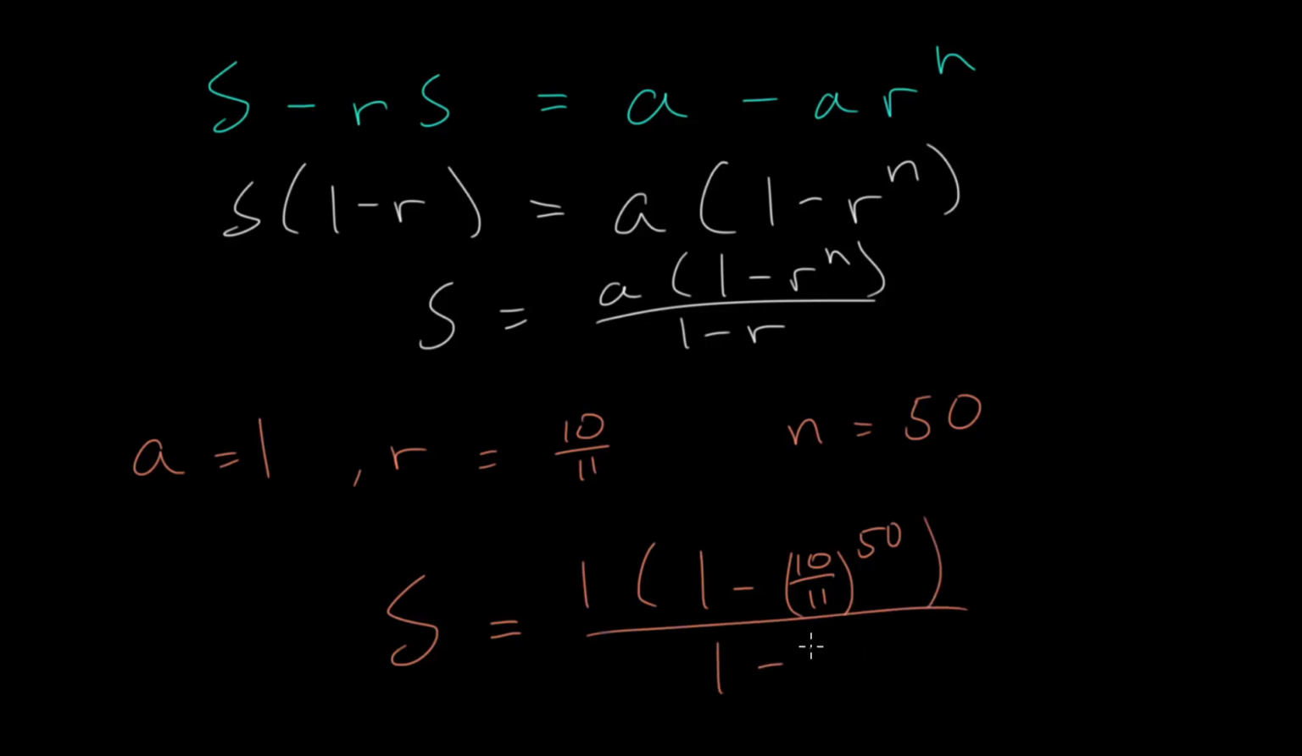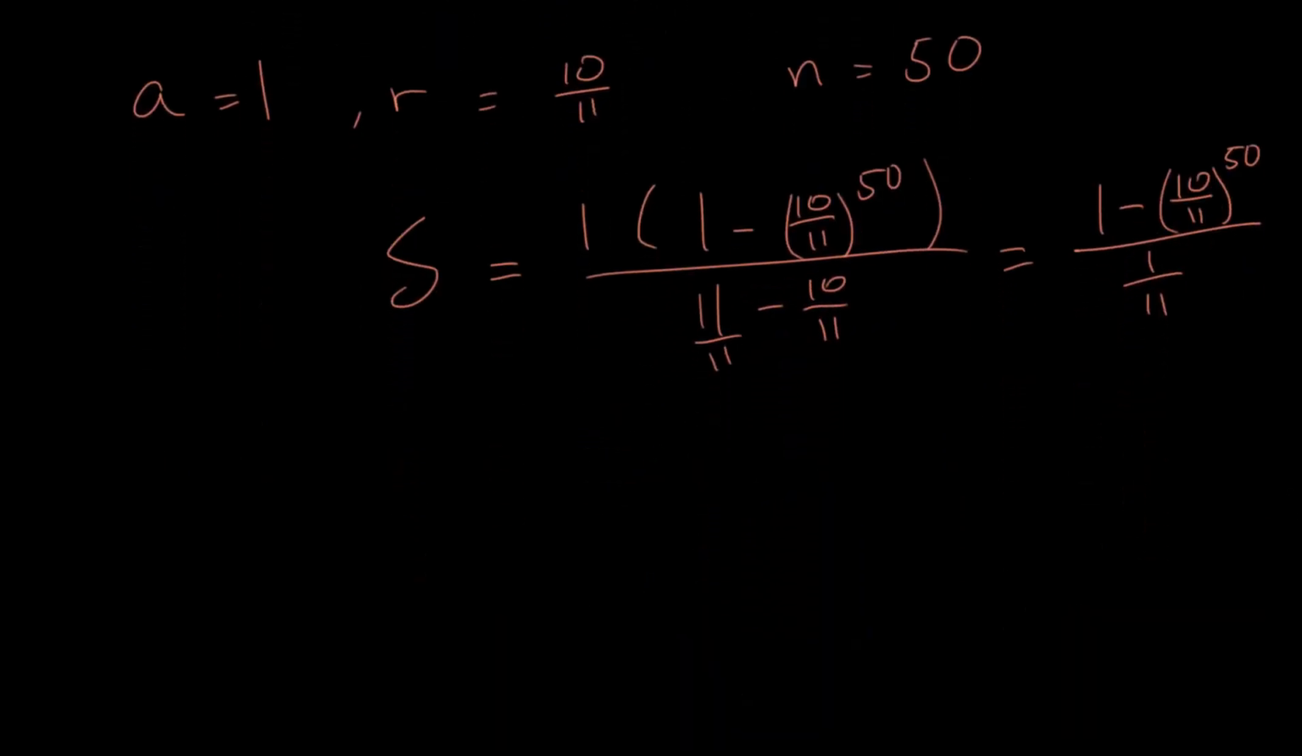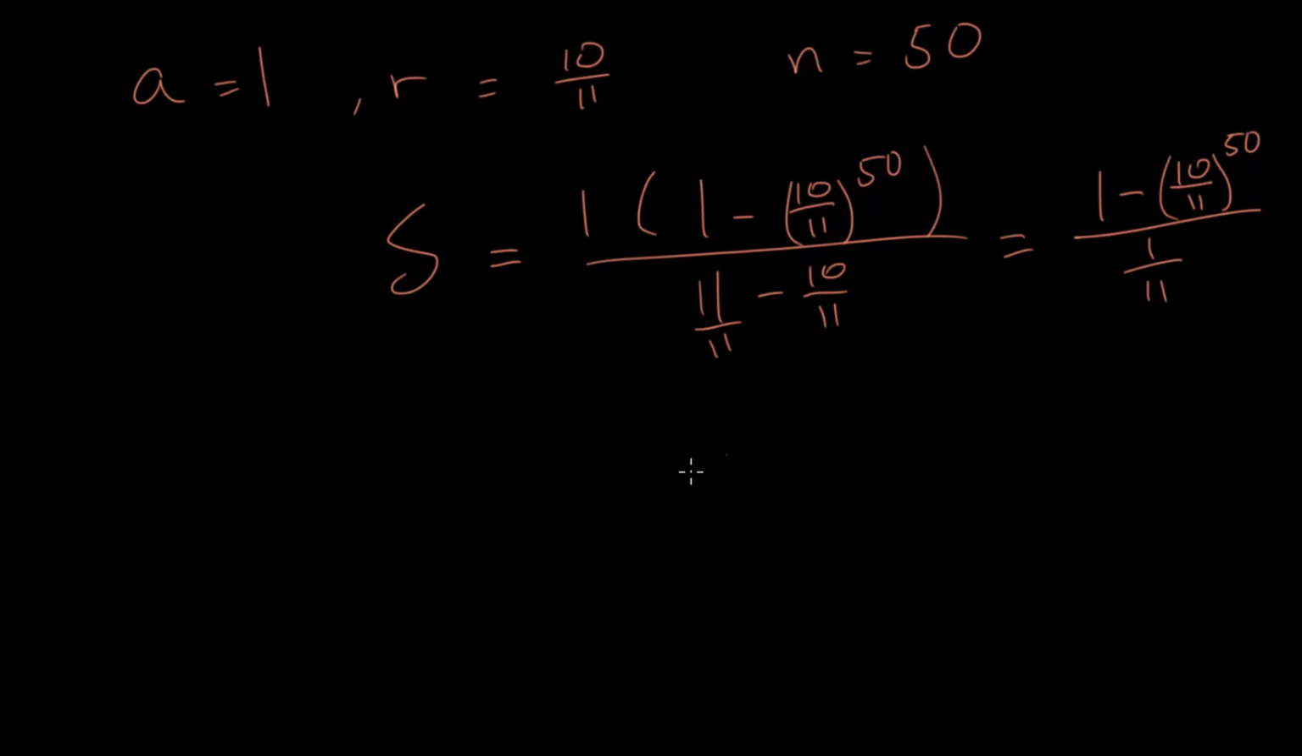and we're dividing by 1 minus r, which is 10/11, and we could write this 1 here as 11/11, so we can actually subtract here. So we just get 1/11 in our denominator, and up top we are multiplying by 1, so we just have 1 minus 10/11 to the 50th power, and we're dividing by 1/11. So we can change this to multiplication and flip this fraction over. So we have 11 multiplied by 1 minus 10/11 to the 50th power.